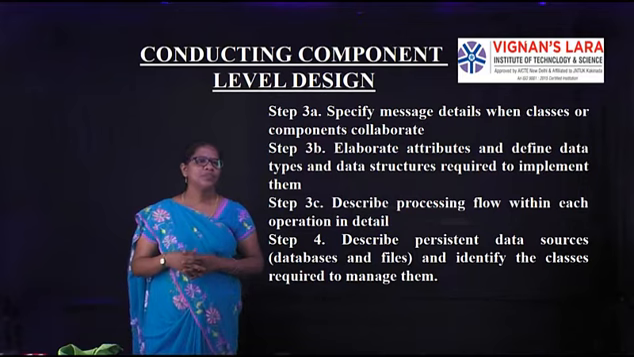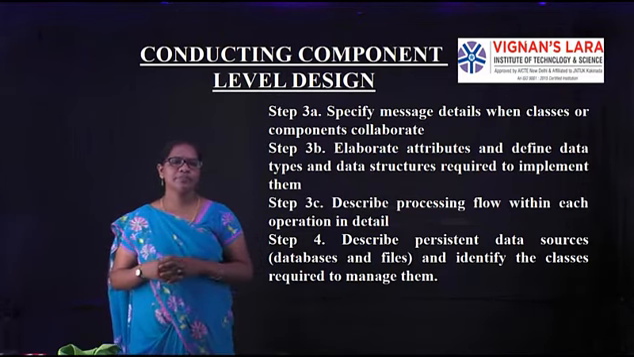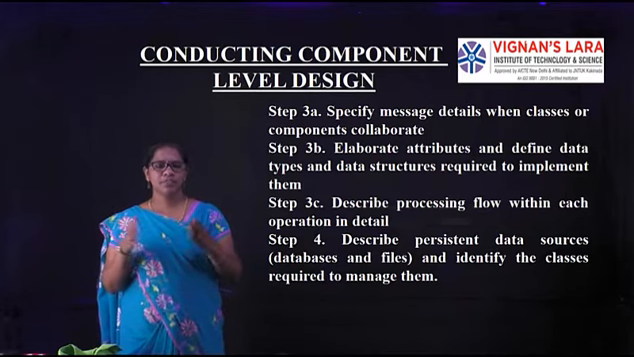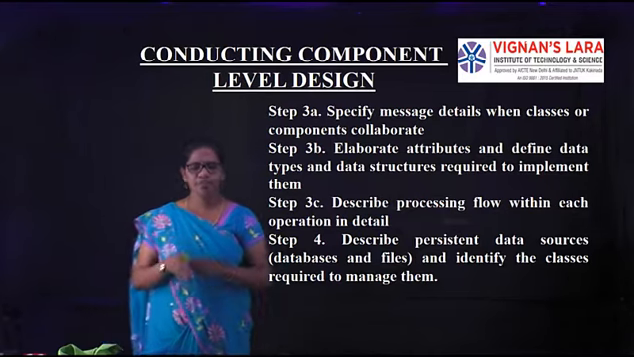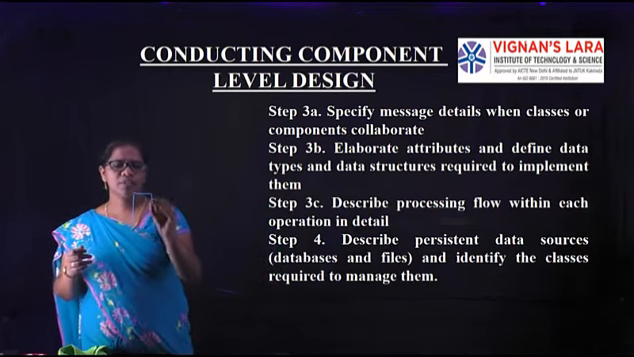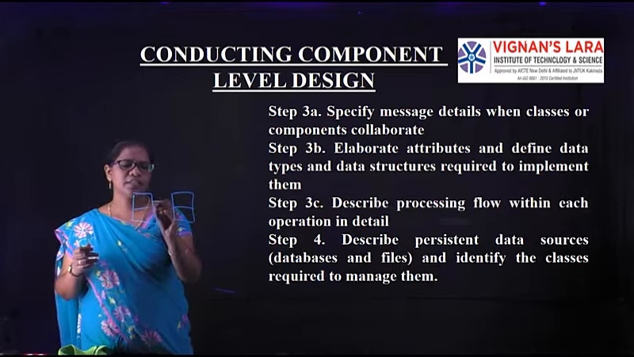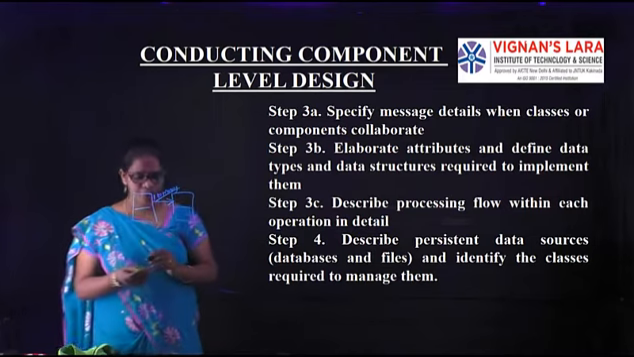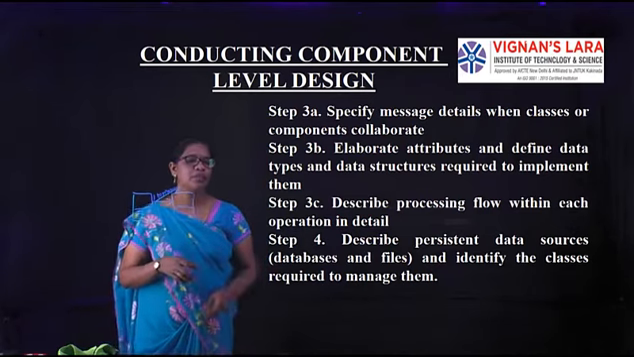In 3A, specify message details when classes or components collaborate. That means if two or three classes are collaborating, if they are associated with each other, what type of message is going on? That means we use some arrows. For example, this is one class and this is another class. In order to interact between these classes, we give an arrow mark and we give one to many or many to one. We can call this a message. So we have to give the details about the message.